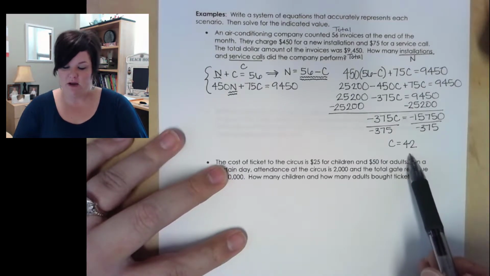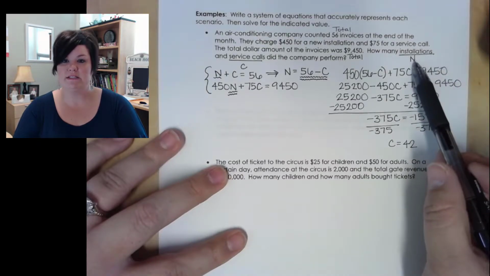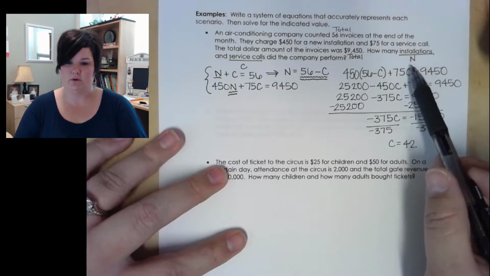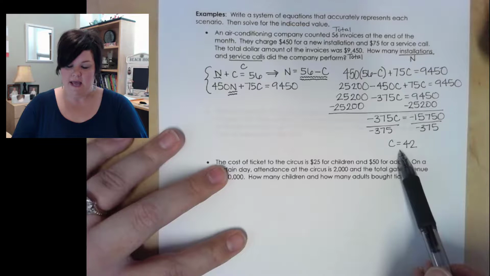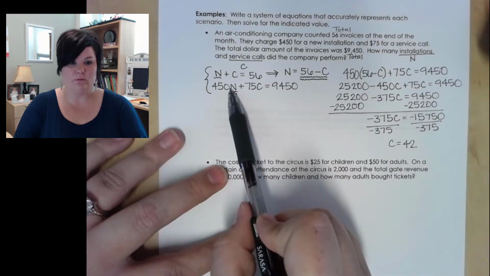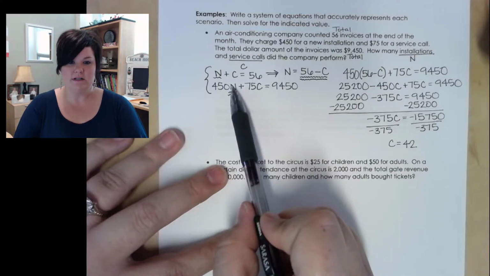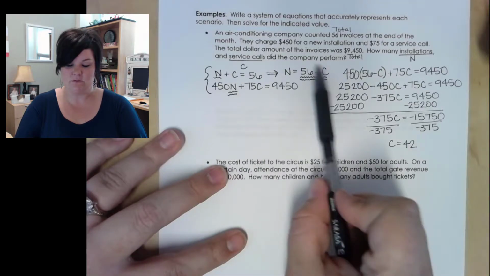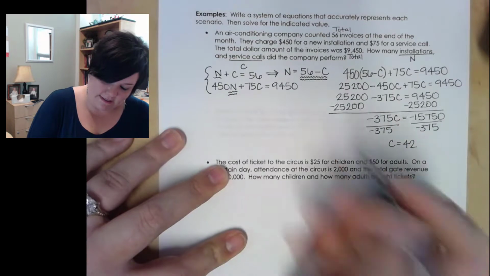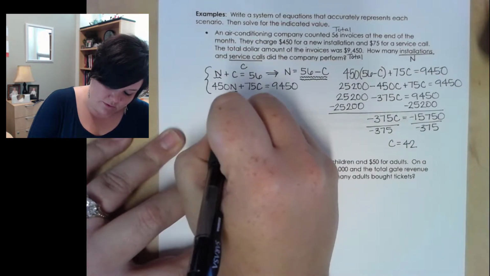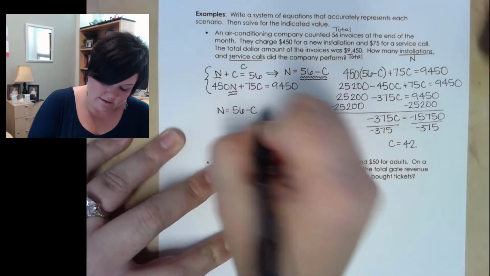So if I want to figure out how many of those invoices were new installations, because it does say how many of each did the company perform, I need to plug this back in to find N. Okay, and I can plug it back into one of my original equations, or what I'm going to do is plug it back into this one because I already have this one solved for N. So I'm going to say N is equal to 56 minus C.